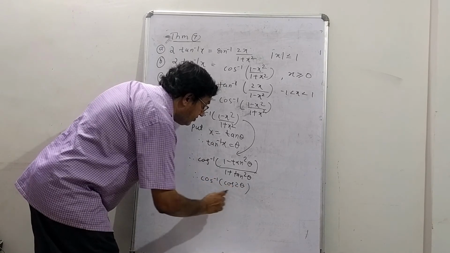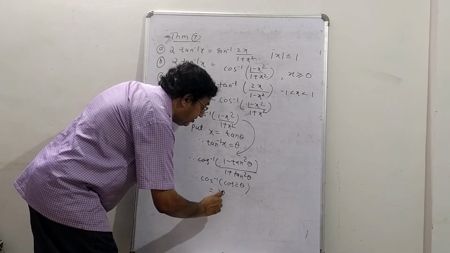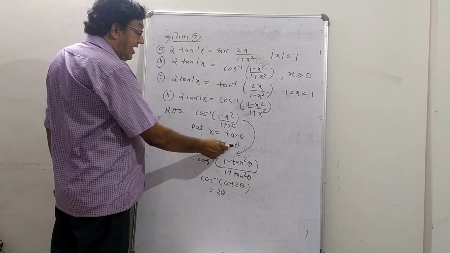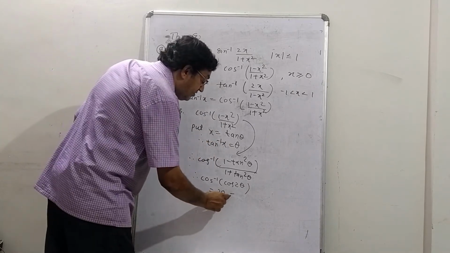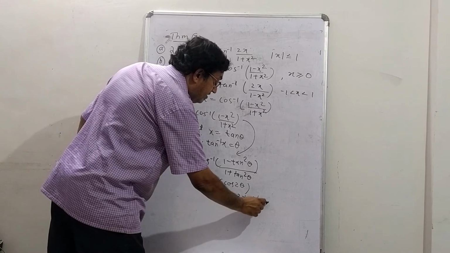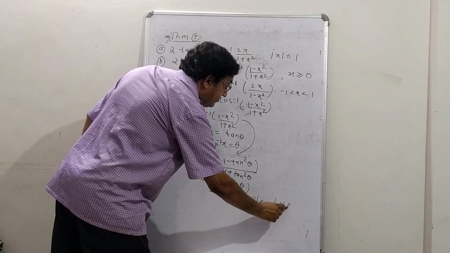Now what is cos inverse of cos 2 theta? 2 theta. But what is theta? Theta is tan inverse of x. So this is 2 times tan inverse of x, which is your left hand side.